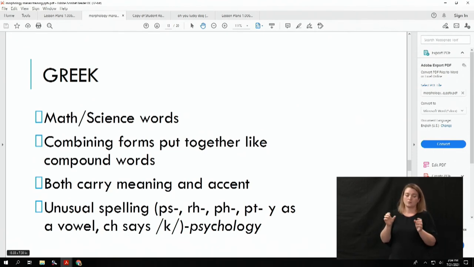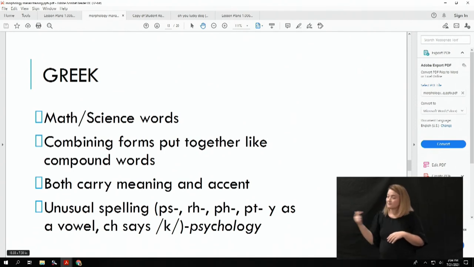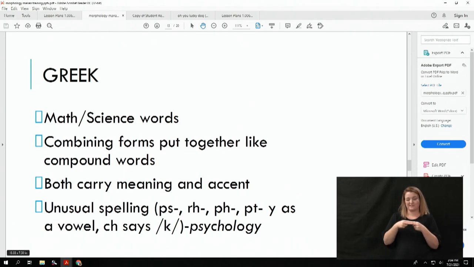Greek words have all of those unusual spellings. PS at the beginning with a silent P, RH, rheumatism, PH, PT with a silent P, and Y as a vowel is often a Greek word, and CH saying K is Greek. So if you look at the word psychology, you have three right there. The PS with a silent P. I did this slide and I said, now I know how to spell psychology. I just remember this. And the Y borrowing the I sound and the CH saying K. So that's psychology, and those are all those great math science words.